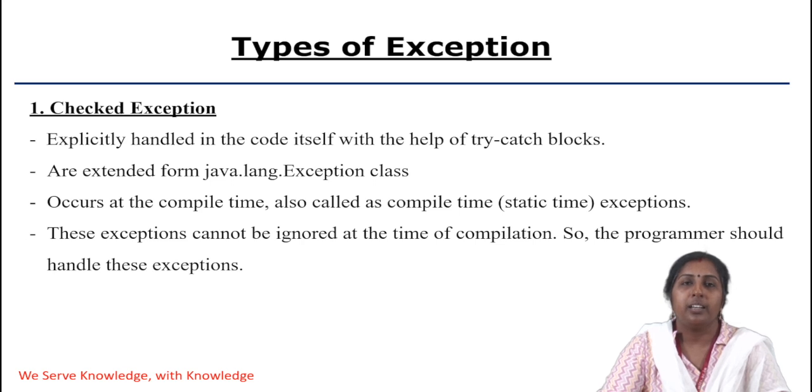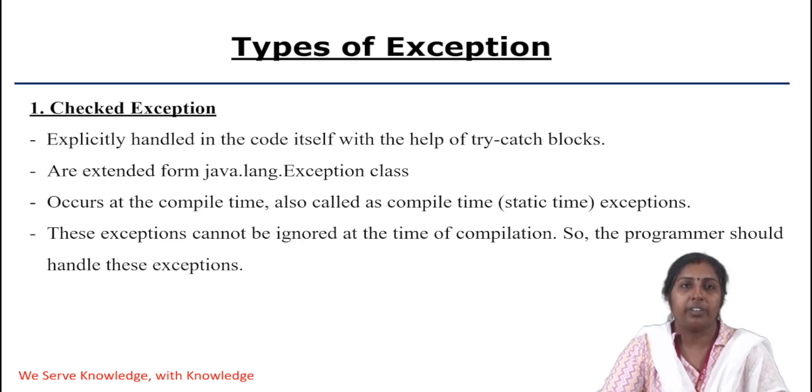Here are the different types of exceptions in Java. The first category is checked exception and the second one is unchecked exception. Coming to the first category, checked exceptions extend from the java.lang.Exception class. This type of exception can be explicitly handled in the code itself with the help of try-catch blocks. For handling checked exceptions, the programmer itself has to handle the exception, and for that we seek the help of try-catch blocks.